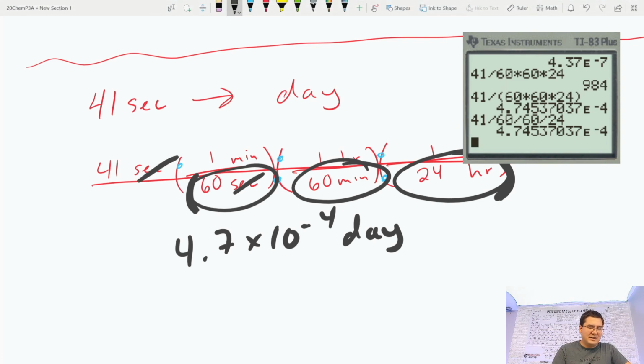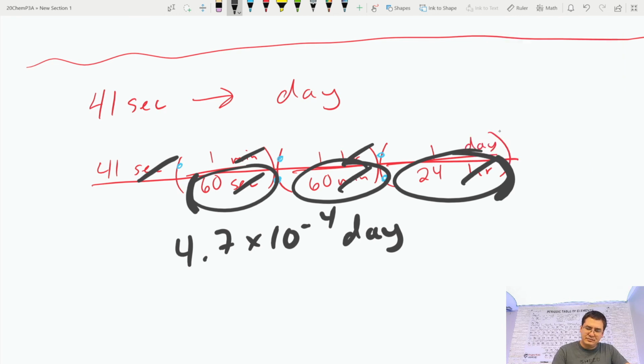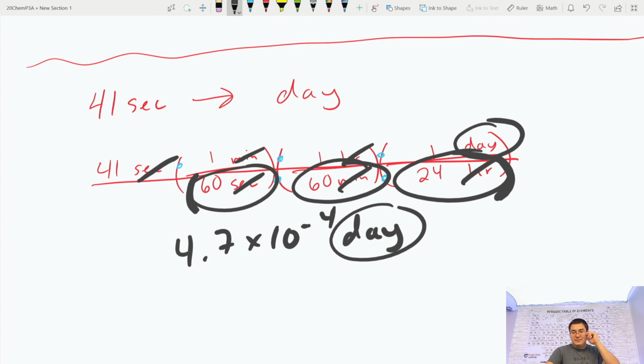Seconds have to be on bottom and top to cancel. Minutes, hours, and the only thing left is days, which matches your answer. And then it's just calculating a bunch. So, all right, that's called dimensional analysis.